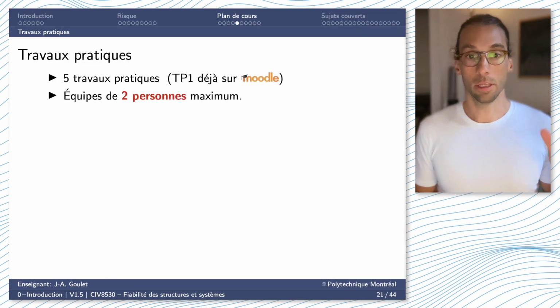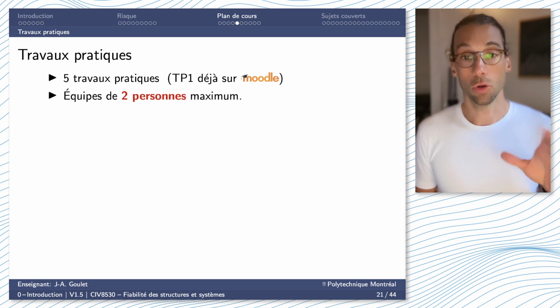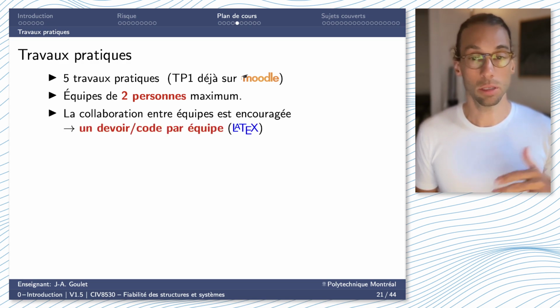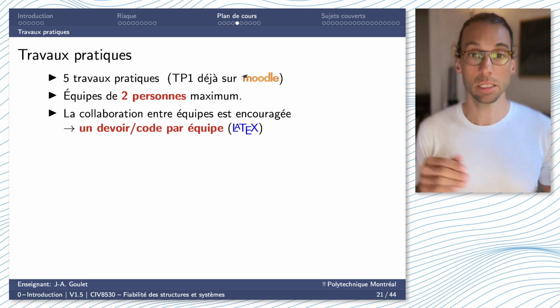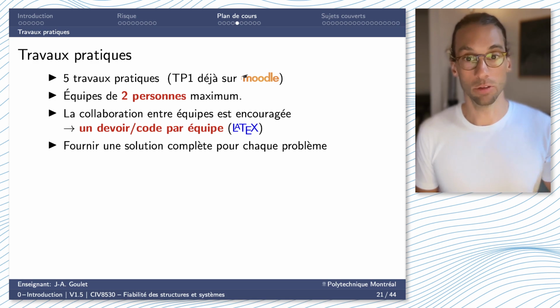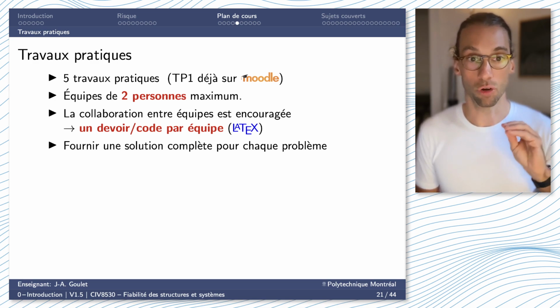So the homework can be done either alone or in a team of 2 persons. Although you can collaborate between teams, I see no problem in this. You still need to submit one homework per team. You need to provide a complete solution for each of the problems.